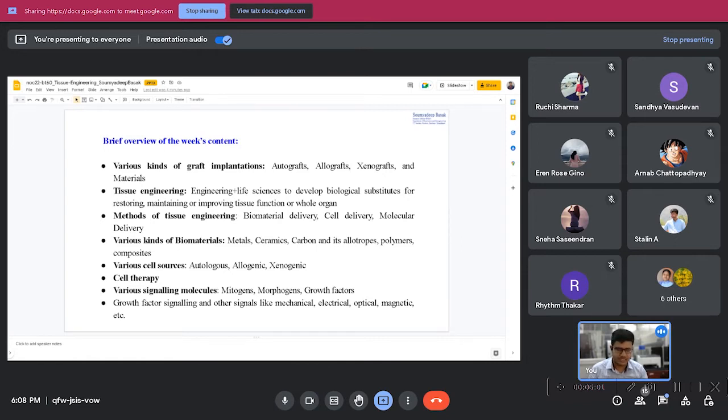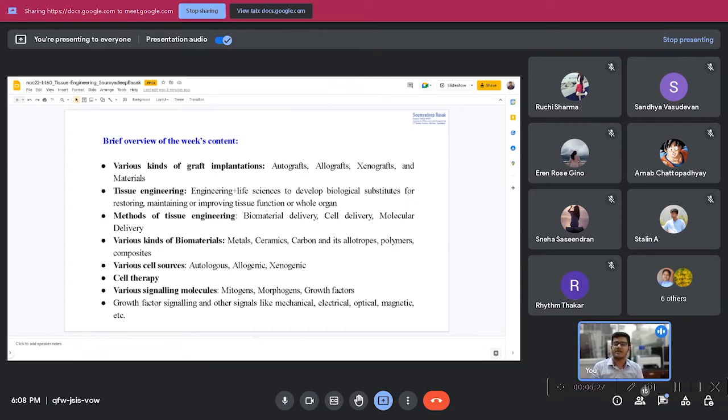Then the tissue engineering approach. What is tissue engineering? It is the amalgamation of engineering and life sciences for developing various biological substitutes for, as per the definition, restoring, maintaining, and improving the tissue functions or the whole organ. Okay. The next is the methods of tissue engineering. What are the different methods of tissue engineering? For example, biomaterial delivery, cell delivery, and molecular delivery. These different approaches are there for tissue engineering.